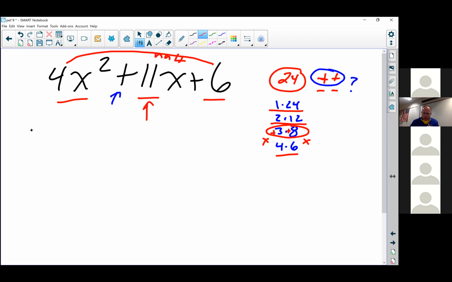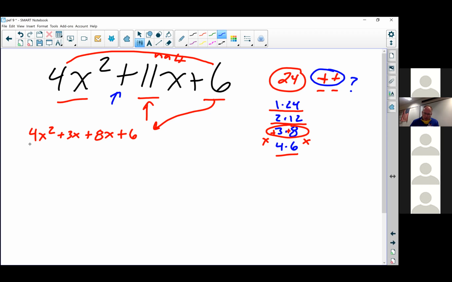So let's break it into 2 terms. So I get 4x squared. What comes next? You pick. That'll be plus 3x. Okay, plus 3x goes there. Then that must mean plus 8x goes there. And then bring your last term down.